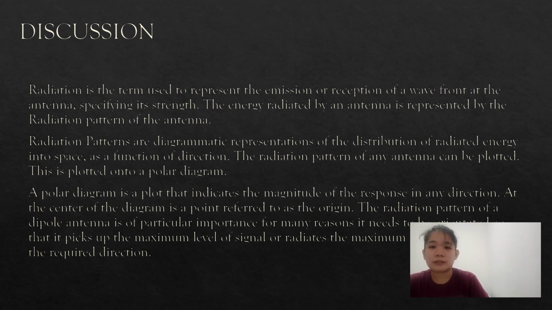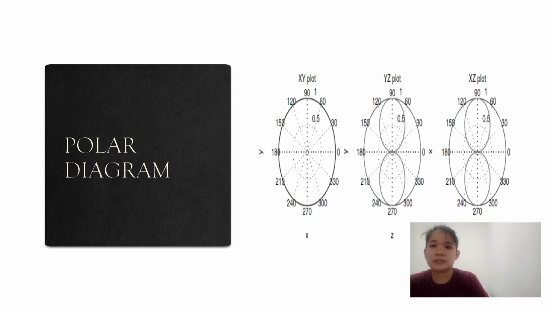The radiation pattern of a dipole antenna is of particular importance for many reasons. It needs to be oriented so that it picks up the maximum level of signal or radiates a maximum amount of signal in the required direction. For additional information regarding this antenna, one of its applications is ground mapping, wireless body area networks, and it is used in 5th generation network or 5G applications in the University of Arkansas.